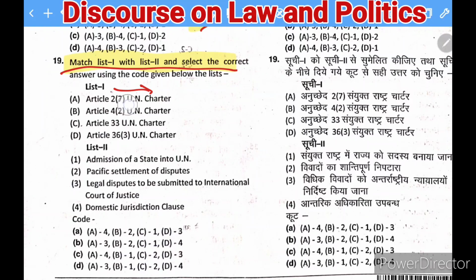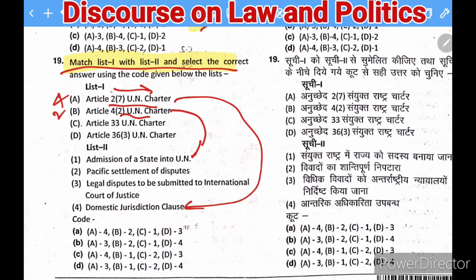Article 2 Clause 7 of the UN Charter is about the domestic jurisdiction clause. So for A, it becomes 4. Then Article 4 Clause 2 of the UN Charter belongs to admission of a state into the UN. So for B, it becomes 2. Now coming to Article 33, there is need for some change here. It is 1. So for A it is 4, B is 1. Now coming to Article 33 of the UN Charter.